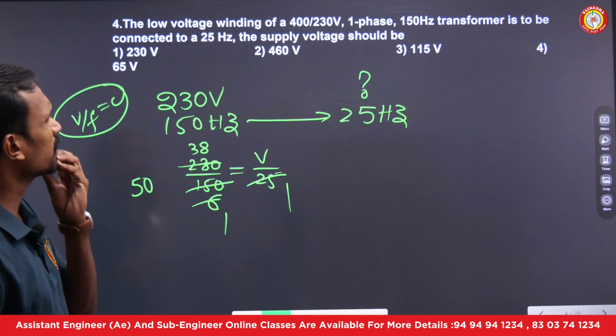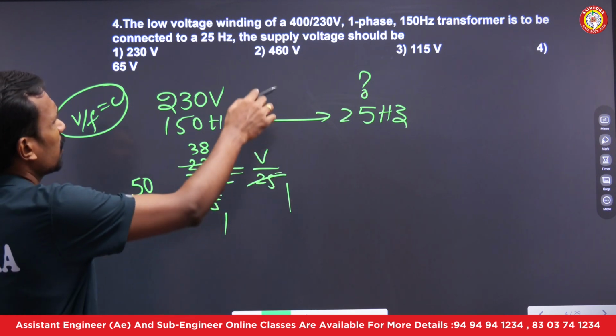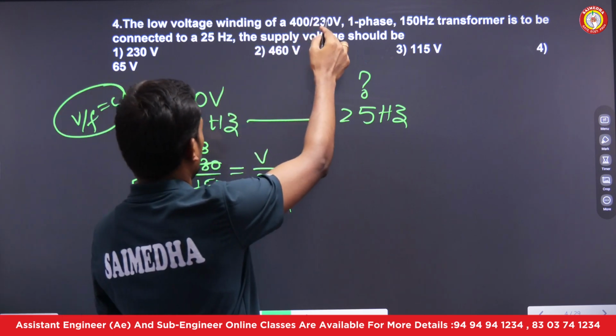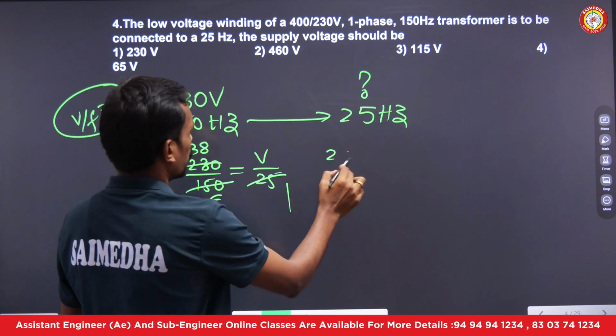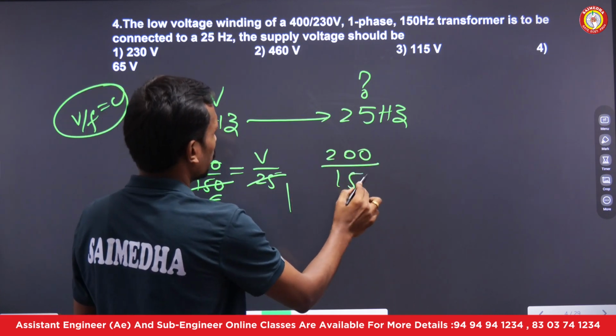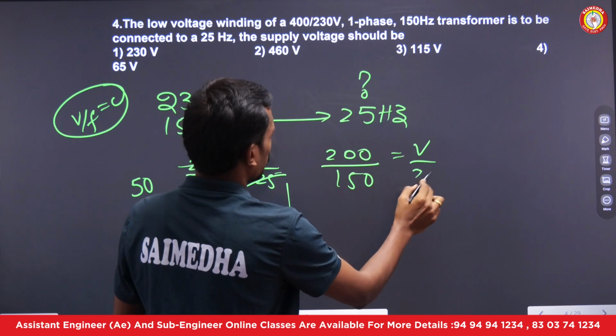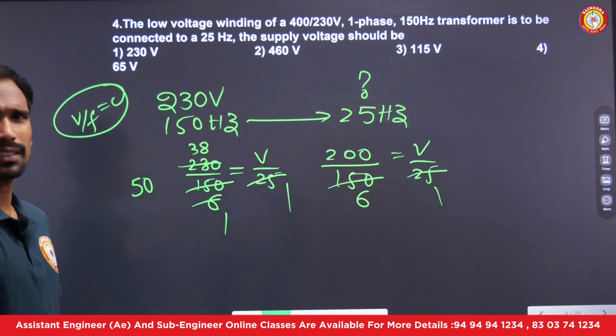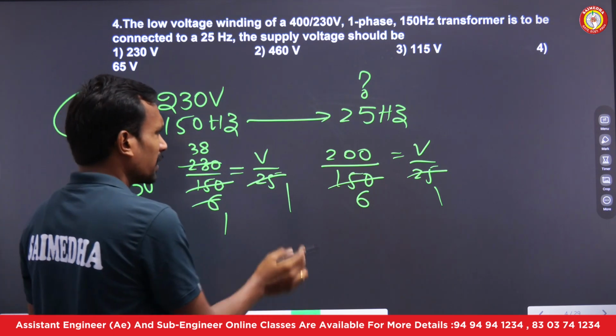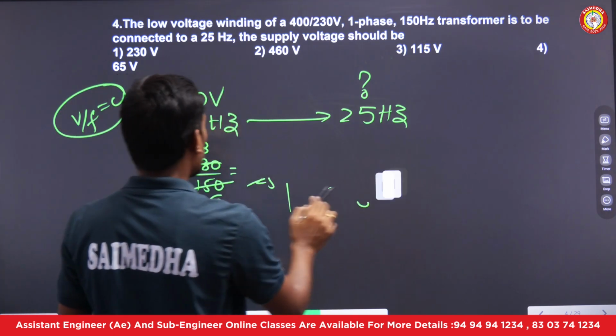But there are no such options. What did they give? For example, this may be 200 volts, sir. If it is 200 volts, 200 by 150 is equal to V by 25. Even though there is no answer, whatever, there is a mistake in the options.